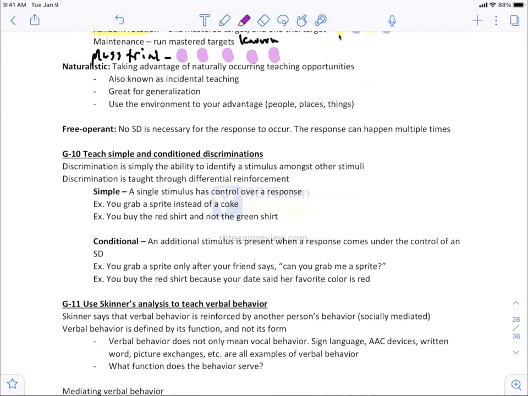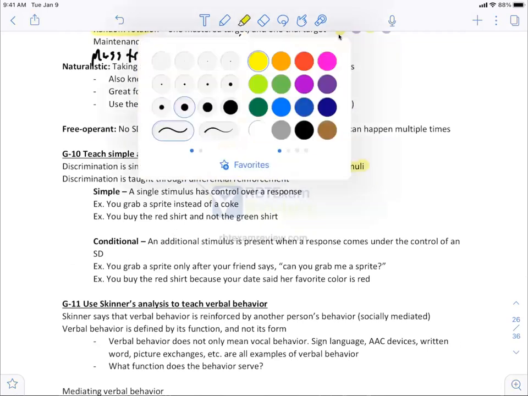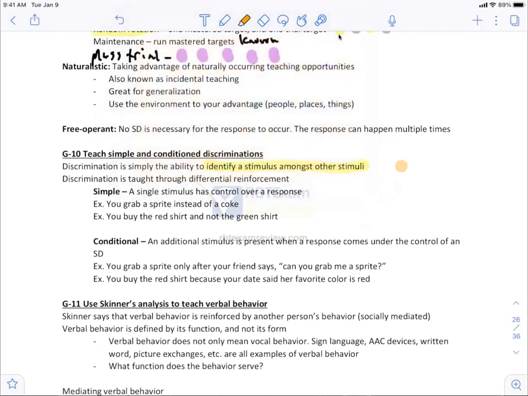G10, teach simple and conditioned discriminations. What is discrimination? Simply the ability to identify a stimulus amongst other stimuli. It is very simple. Can you tell the difference between orange, green, blue? Yes, then you can do what? You can discriminate. Very straightforward, right? Very easy skill for us right now, but we have to work on this with many of our clients.